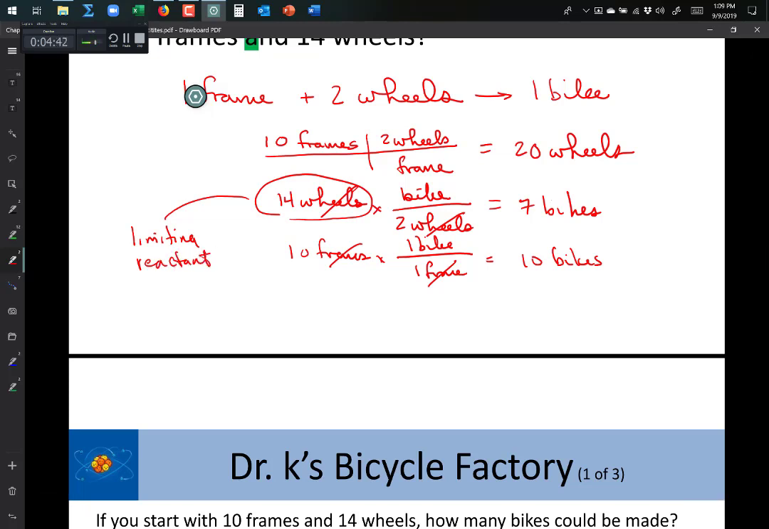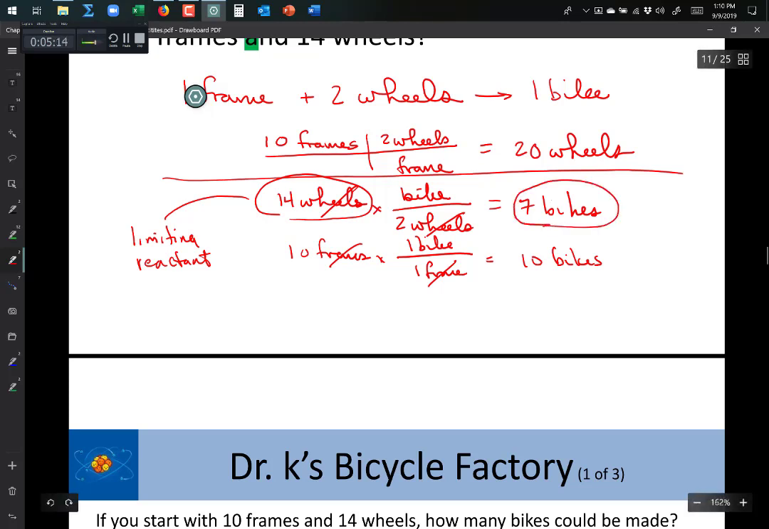Here it's easy, but in chemistry, to know what the limiting reactant is, you have to calculate how much product each reactant could make for the quantities you're given. That's what I'm doing in the second half of the slide, the part of the calculation below that line. I'm calculating how many bikes I can make from the wheels and how many from the frames. It's both calculating bikes, right? So this is my limiting reactant, and the 7 bikes is my theoretical yield.